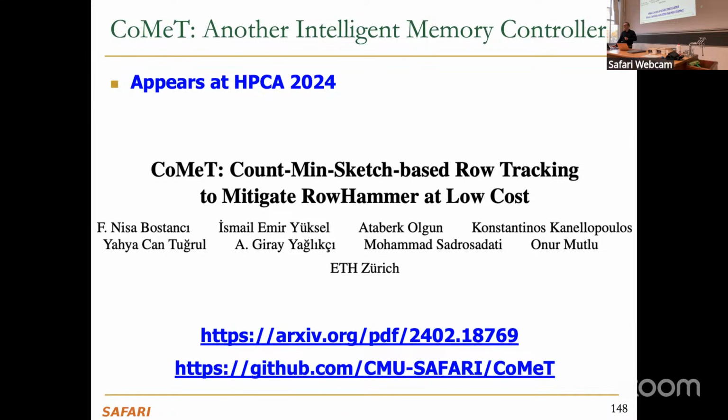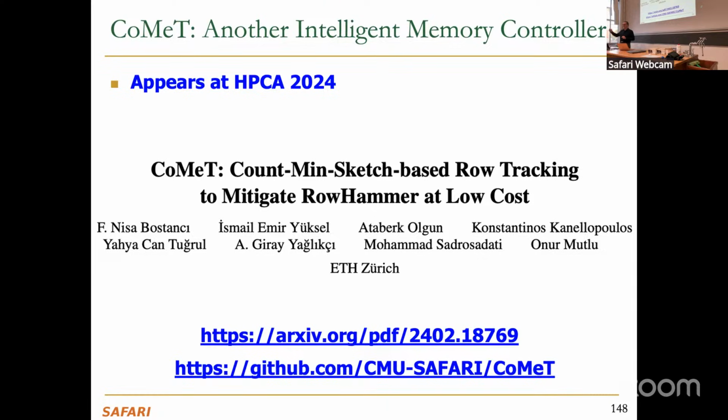Comet. This is also a work that essentially uses a particular algorithm, the count-min-sketch algorithm, to design an efficient solution to row tracking using hash-based counters. And she can tell you more about it. Maybe she will present it sometime. It could be tomorrow. Let's see. So there are a lot of innovative solutions people come up with. They all have upsides. They also have downsides, unfortunately. There's no perfect solution, basically, we have for RowHammer at this point.